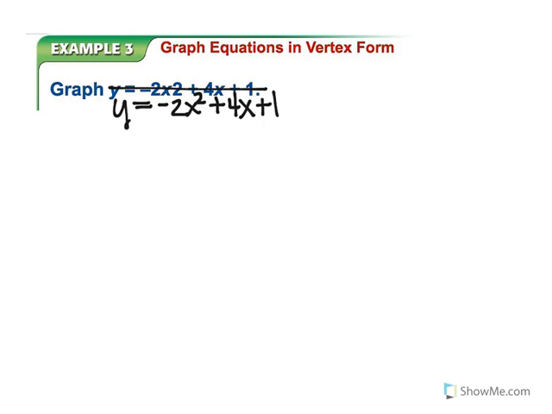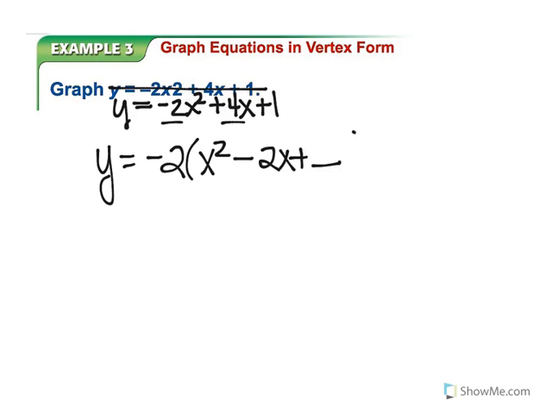Example 3. It says graph y equals negative 2x squared plus 4x plus 1. Now, you can plug this directly into your graphing calculator, and it should give you your answer, and you should be able to look at your table and get your points from there. But we're going to go ahead and complete the square so that you get a little bit more practice. Remember, we need to factor out this negative 2 first from the first two terms. So I'm going to get negative 2, parentheses, x squared minus 2x plus blank, close parentheses, plus 1 minus blank.